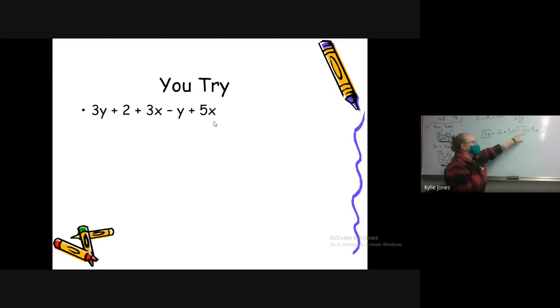But now this is just a y. What coefficient goes in front of it? 1. This is a 1y. Minus 1y. Okay?